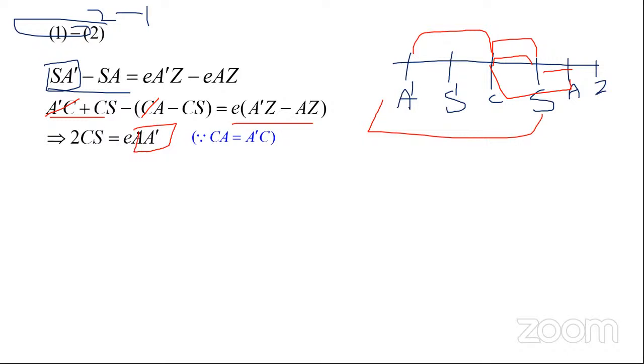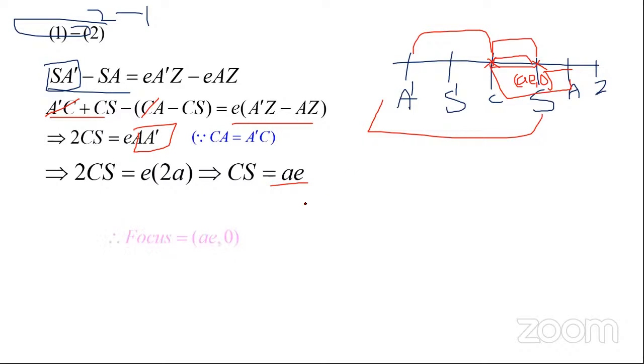What is meant by A dash? This is nothing but the length 2A. So 2CS equal to E of 2A, that is CS equal to AE. Where is that? This is the focus; the distance from the center to here is AE. Where the center is 0 comma 0, this will be AE comma 0. So the focus is AE comma 0.